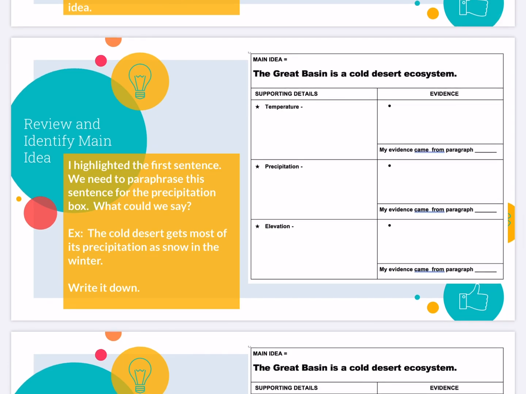Now, hopefully you did the same thing. I highlighted the very first sentence. That very first sentence talks exactly about that it is a cold desert because it receives snow. We need to paraphrase this sentence for the precipitation box.